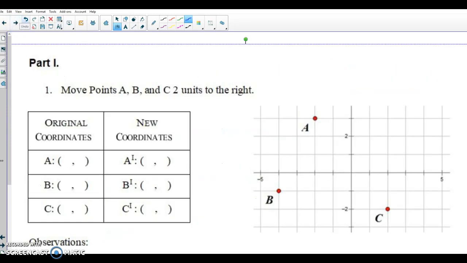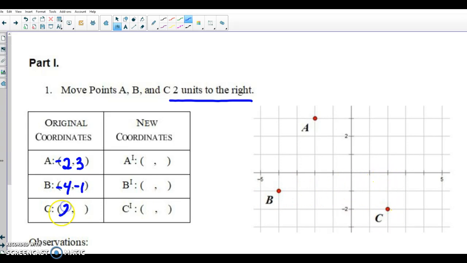So let's look at the first one. We have this shape here. We have point A, B, and C, and we want to move them 2 units to the right. So let's look at the original coordinate. So for A, the original coordinate is -2, +3. So we'll write -2, +3. B is -1, 2, 3, 4, and down 1, so -1. And C is to the right 2 and down 2, so 2, -2. Go ahead and pause this video at any time so that you don't get behind.